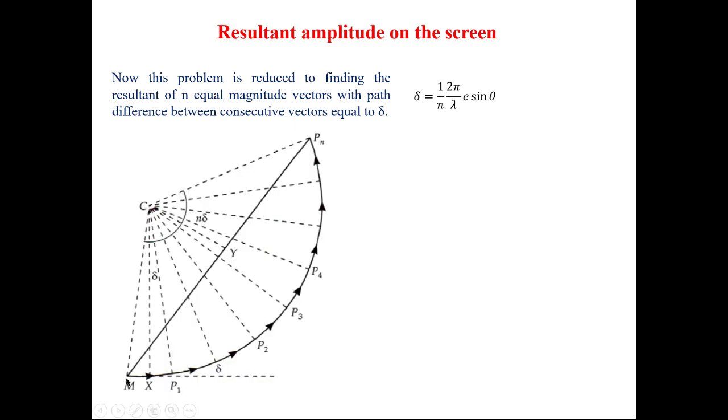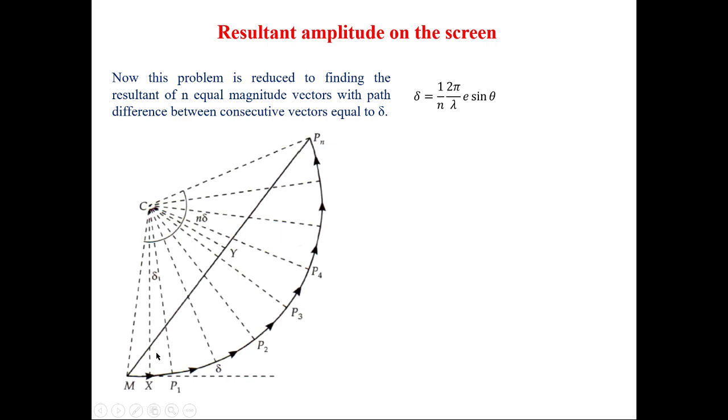Here, let this vector be the first vector corresponding to the displacement by the first secondary light ray. This is the second vector corresponding to the second secondary light ray. The angle between this vector and this vector is delta. This is the third vector, this is the fourth vector, and so on. And the resultant vector is MPN. So this will be the resultant at the screen. We need to find the length or amplitude of this resultant vector. The length is R theta.